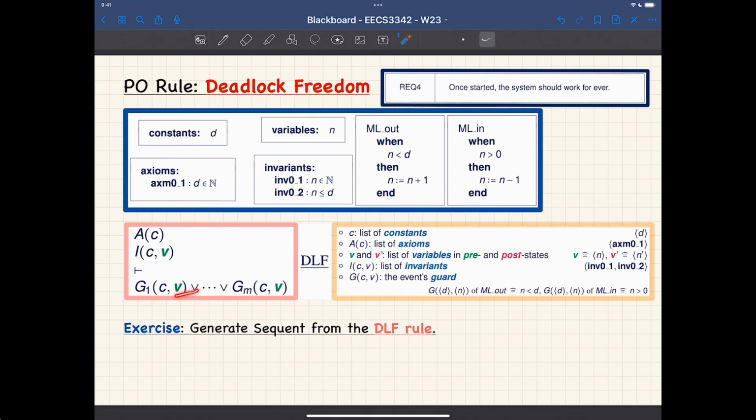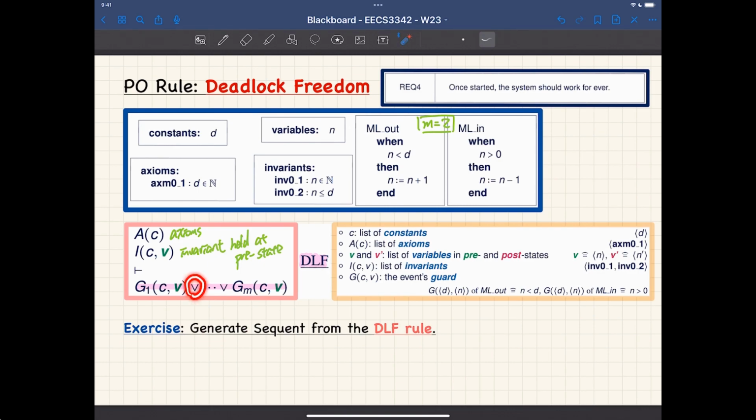All right, let's now take a look at the new rule. The new rule is called DLF, standing for deadlock freedom. It's obvious. Let's look at the hypothesis under which we want to show this is true. The hypothesis is that we assume the axioms and also assume the invariants hold at the pre-states. Now I want you to look at the consequence over here, the goal. It is the guard of event number 1, then the guard of event number 2, all the way to the guard of event n, assuming that we got n events in general. But if we only got 2 events, n will just be equal to 2 in our case.